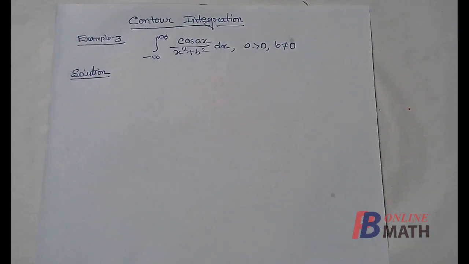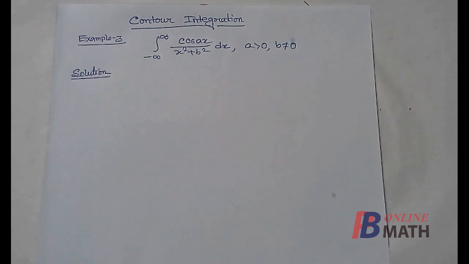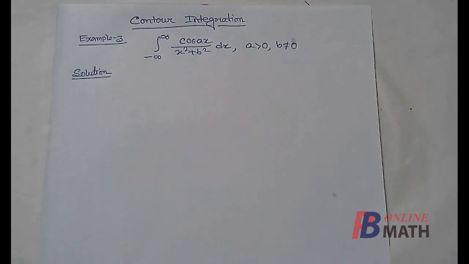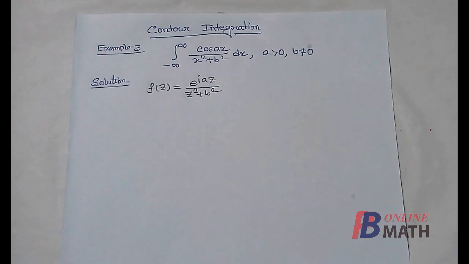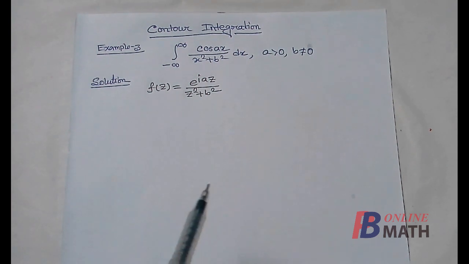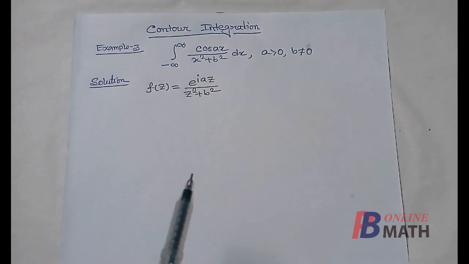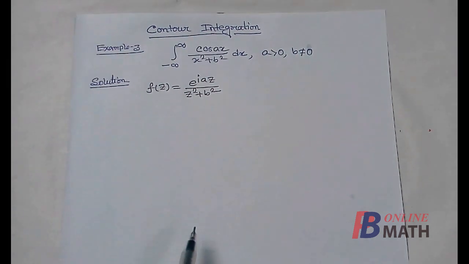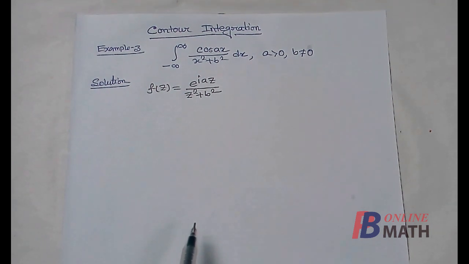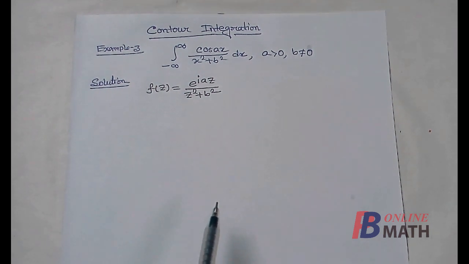To use the contour integration technique, first of all we have to convert this real integral to a complex integral. For that reason we consider this complex integrand, that is e to the power iaz by z square plus b square. Actually we should have considered cosine of az by z square plus b square, but we know that the exponential function is easier to use, that's why we have considered the exponential function.